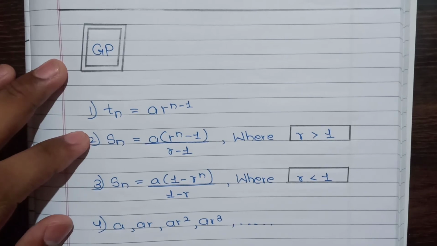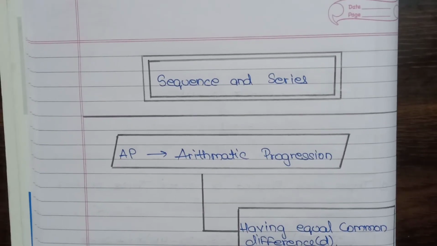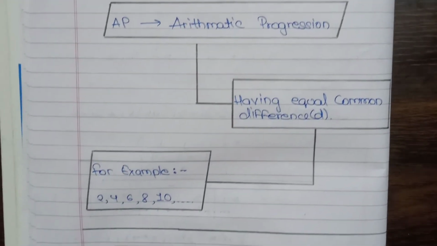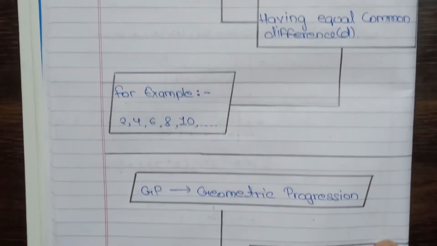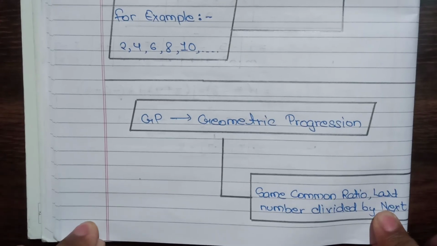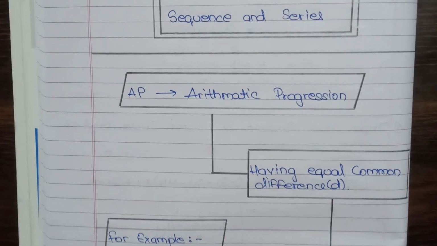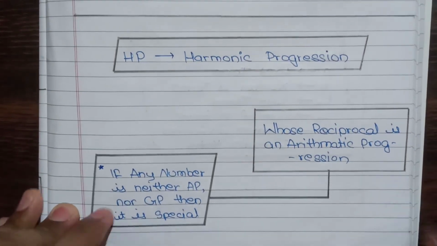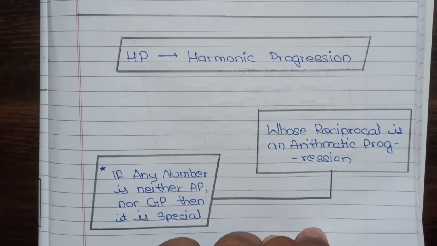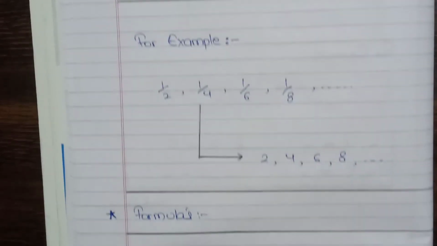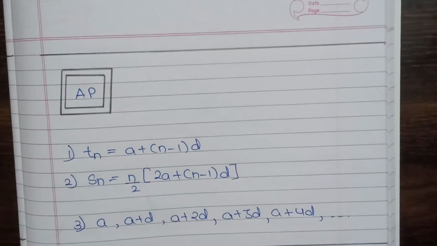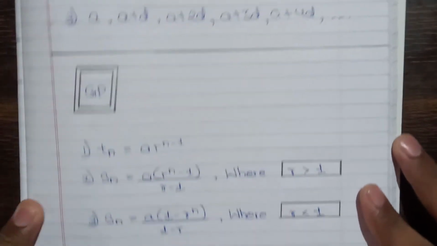So now let us see a small recap of what we learned today. First we started with arithmetic progression, then we went on to its example, and then we went on to geometric progression, and then we learned its example and went to harmonic progression, and then we saw the harmonic progression example. Later on we went on to a few properties and their formulas.